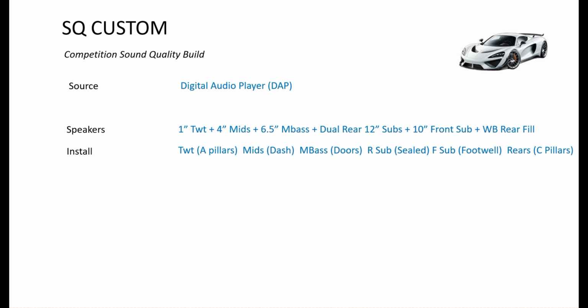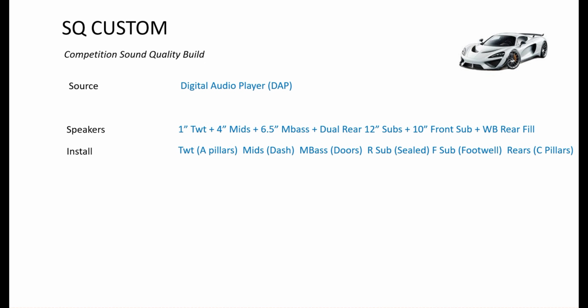Then to install them, I'm going to put the tweeters on the A-pillars near the windscreen. I'm going to install the mids on the dashboard in the corners of the windscreen. I'm going to put the mid bass in special enclosures in the door cards. I'm going to put my rear subs in a sealed enclosure in the back. For the front sub, I'm going to build a special fiberglass custom box in the footwell, so it integrates well into the car and still gives the passenger foot room. And I'm going to put the rear wide bands up on the C-pillars.